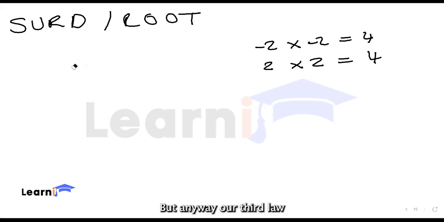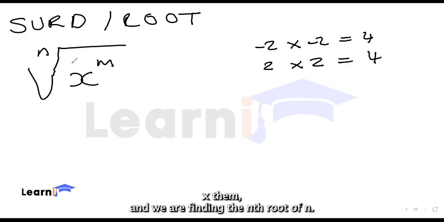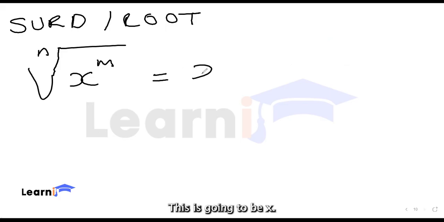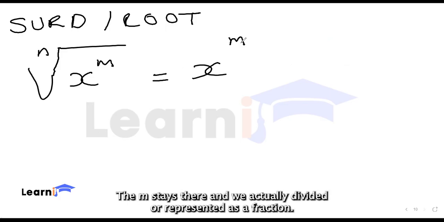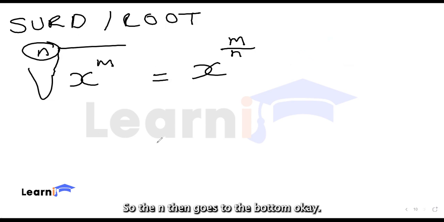But anyway, our surd law states that if we have a number and a base or a power, x to the m, and we are finding the nth root of it, this number can be a 2, a 3, a 4, doesn't matter. We treat the surd or the exponent as follows. This is going to be x. The m stays there, and we represent it as a fraction. So the n then goes to the bottom.